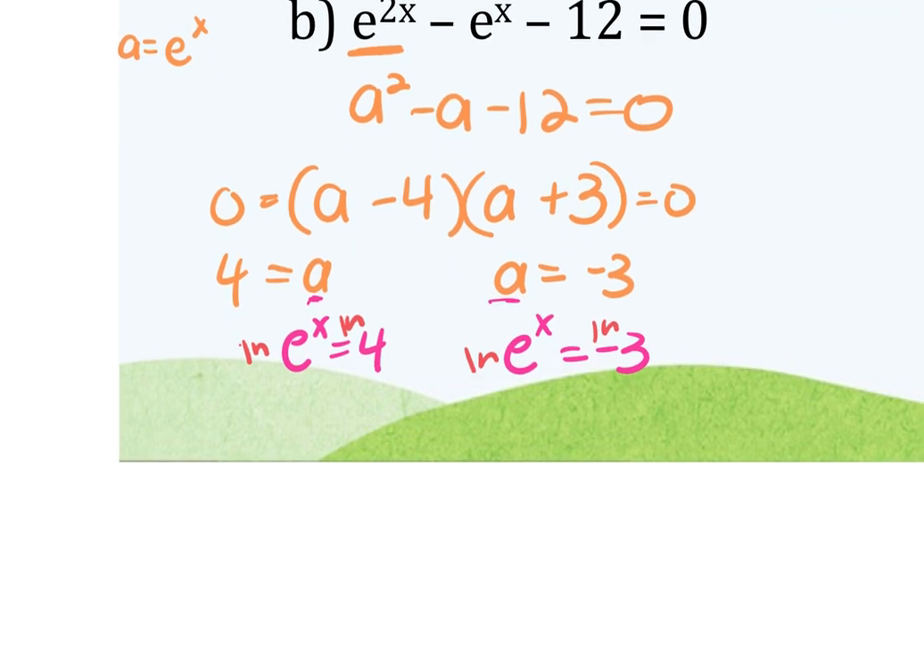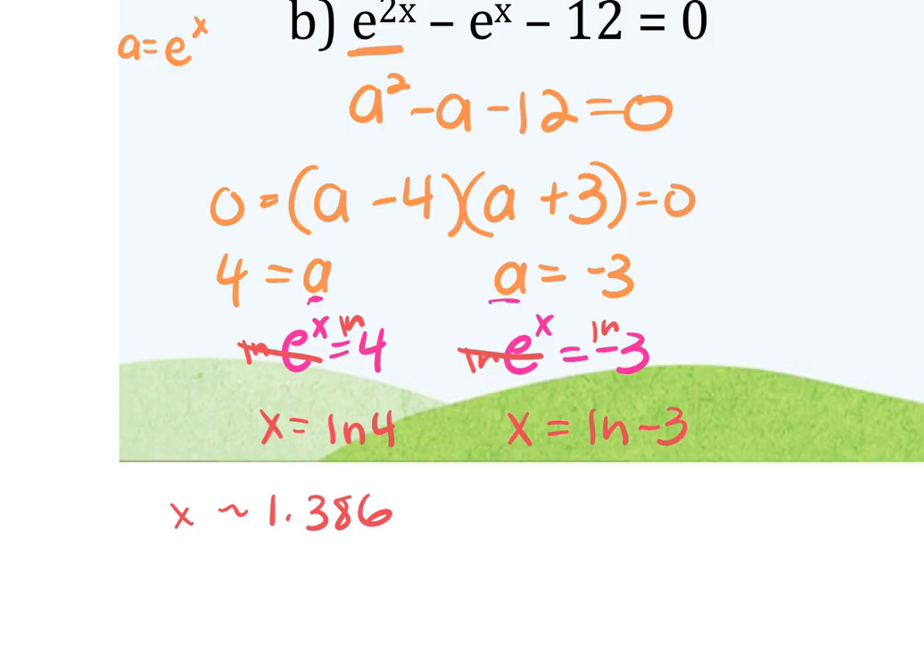ln of e to the x cancels, I get x equals ln of 4. ln of e to the x cancels, and I get x equals ln negative 3. With me so far? Okay, so ln 4 is 1.386.